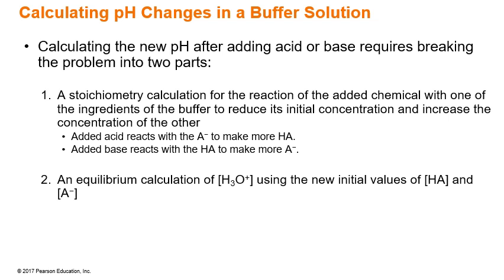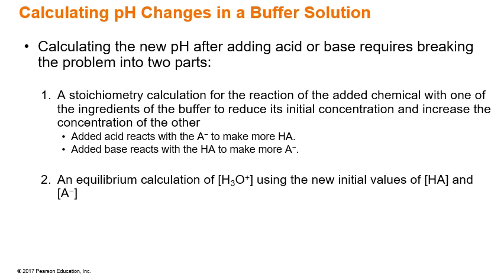Now that we know how to calculate the pH of a buffer solution, we can take that a step further and figure out what the pH will be after we add an acid or a base. But we do have to think about this in two separate parts. The first part is the stoichiometry: how much of the added base or acid is going to react with our buffer solution, and how much is going to be left at the end of that reaction.